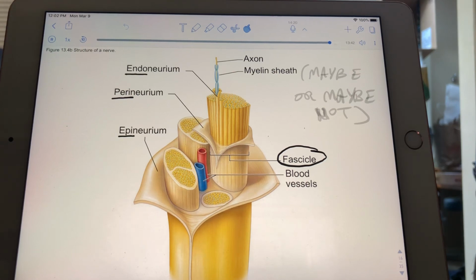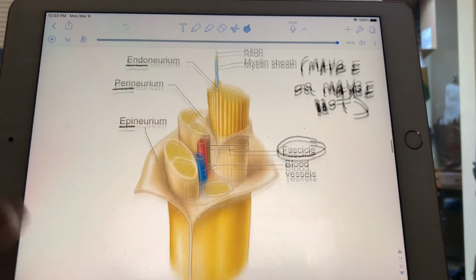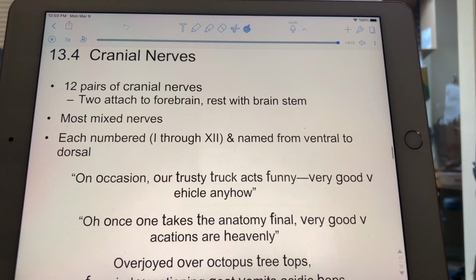is not the same thing as a myelin sheath. The myelin sheath does not have to be present. Anyway, so epineurium, perineurium, endoneurium, in that order from superficial to deep, okay? And then the next, well, really the rest of the file 13A, it's cranial nerves, which we already did together.